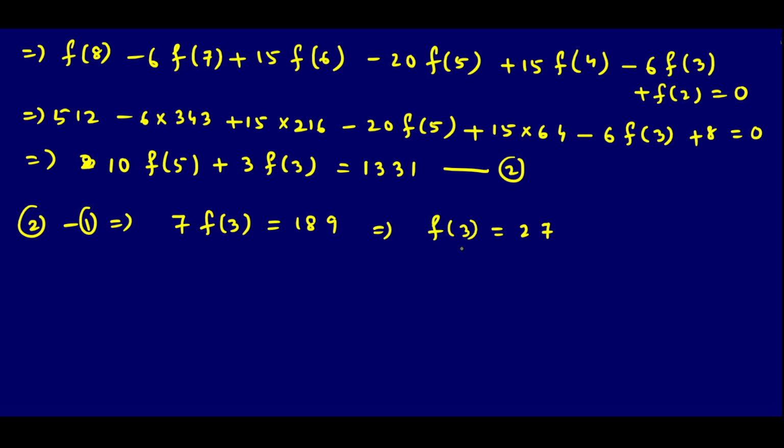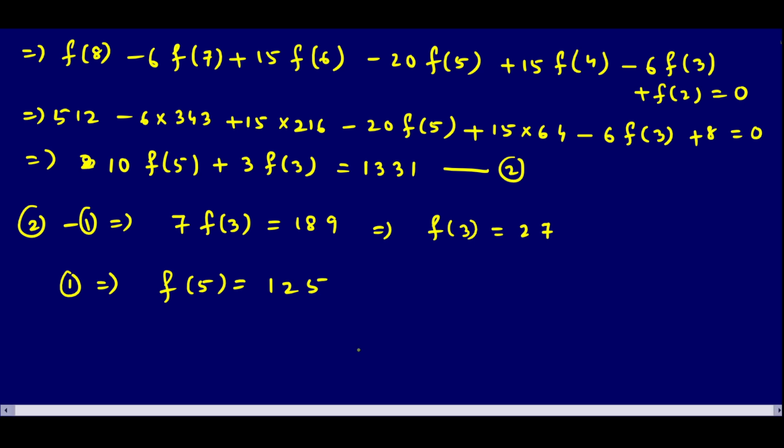If you put the value of f of 3 in either equation 1 or 2, we easily get the value of f of 5. Let us put it in equation number 1, because it's simple. Equation 1 implies f of 5 will be 125. So the problems are very simple.